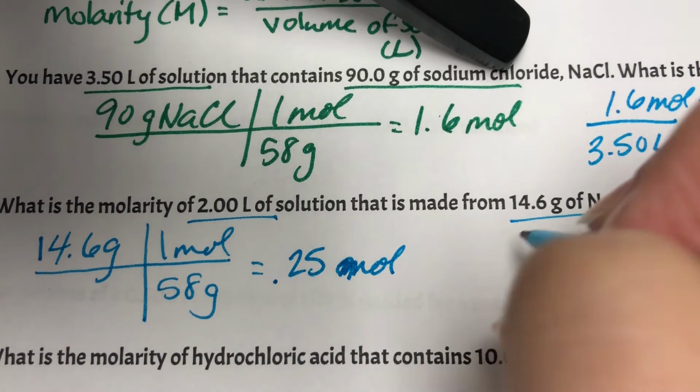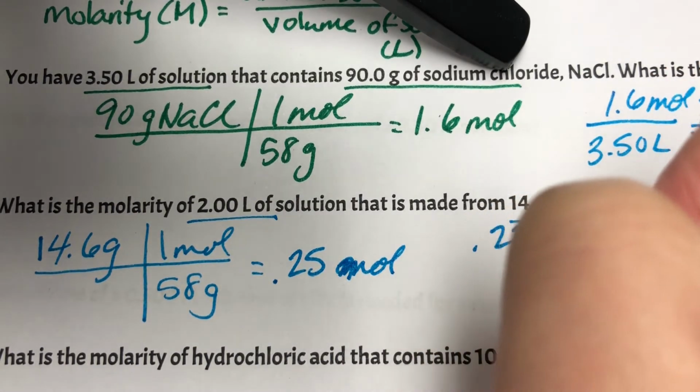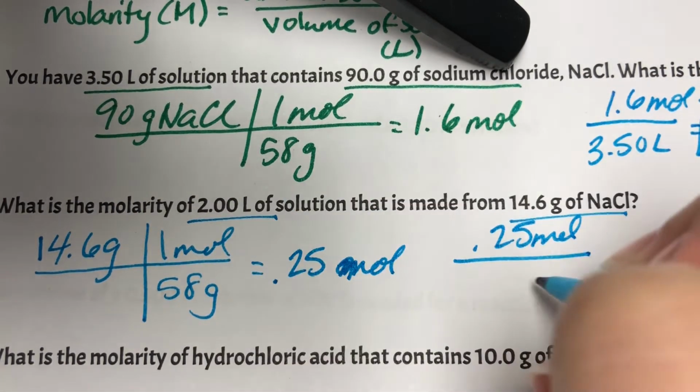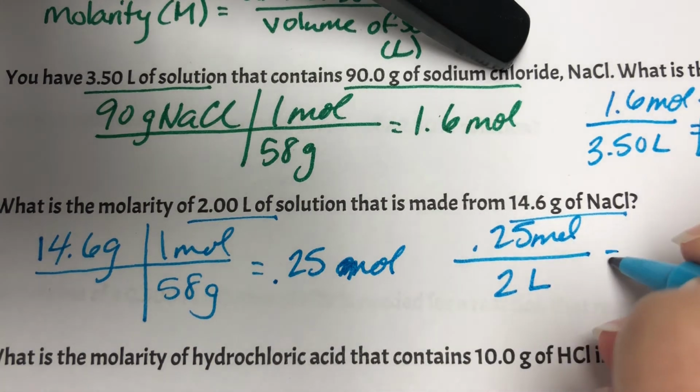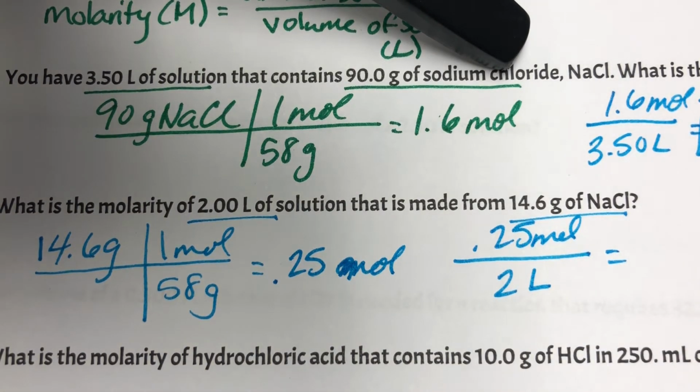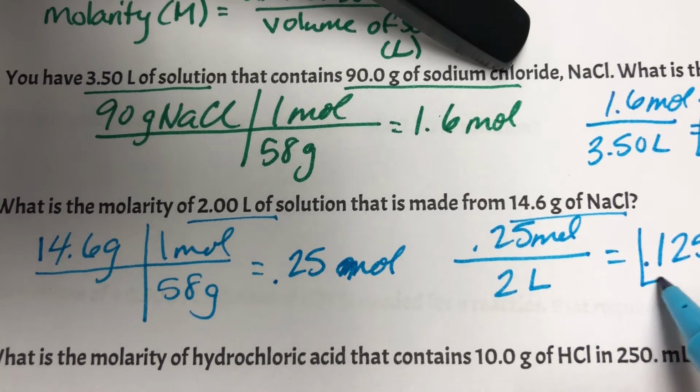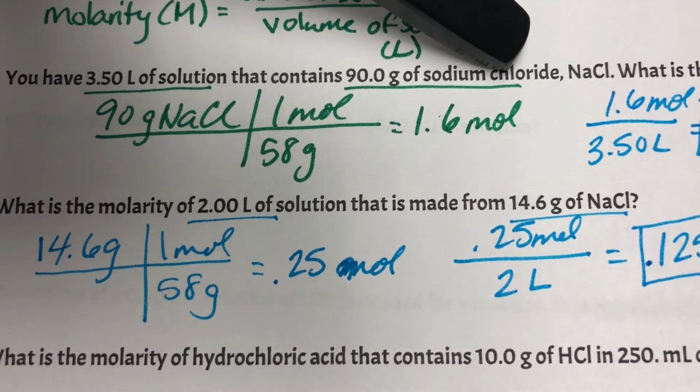Okay. So then I can take my 0.25 moles, divide that by the 2 liters. So we get 0.125 molar NaCl. Okay, should probably have the 0 in front of that decimal.